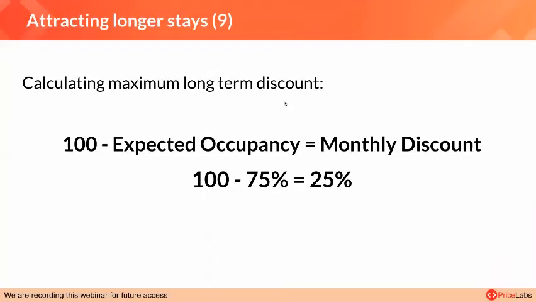Now, the next thing to think about is what your maximum long-term discount should be. So the quick and dirty way of doing it is taking 100, subtracting your expected occupancy, and that is essentially the most you should discount for that longer month-long stay here. So if you expect to be 75% full this month, 100 minus 75%, that leaves you with 25% here. A 25% monthly discount would essentially net you the same revenue as renting short term. So that's a very easy trade-off.